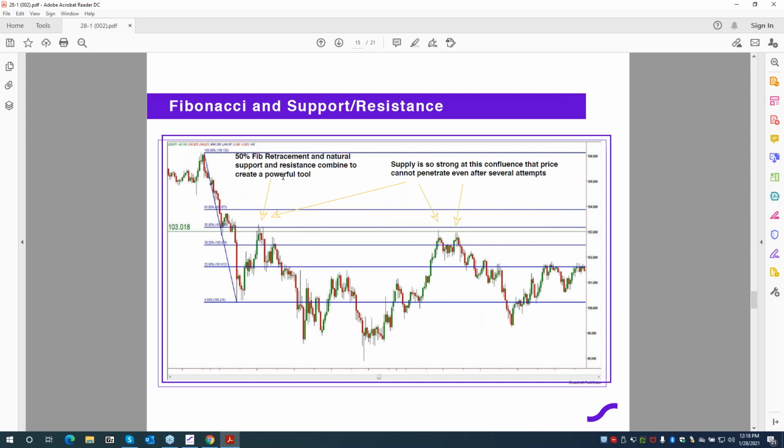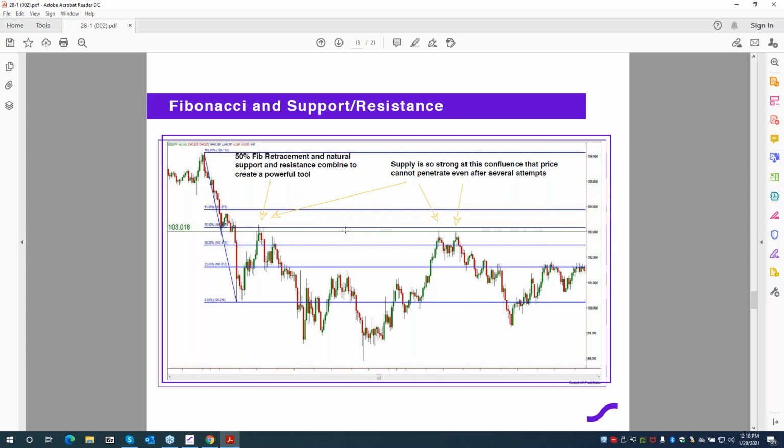50%. Okay, this is what we're looking at here. Bear with me, I'm just checking to see. This is a downward trend, obviously, here when it's drawn. 50% Fibonacci retracement and natural support and resistance combined create a powerful tool. So you can see that the Fibonacci retracement levels are strong support and resistance levels. It's especially the 50 that a lot of traders like to use. They imply that it's quite a strong support and resistance level at 50%.